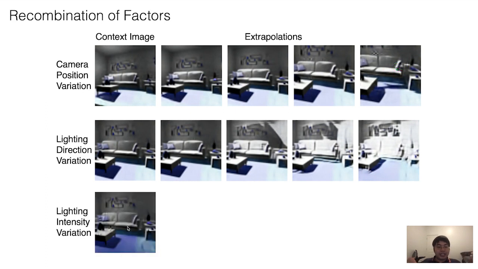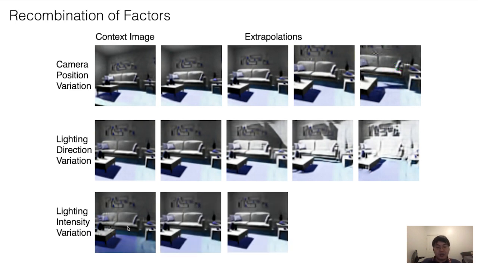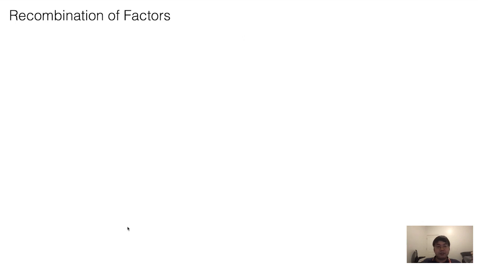We can do a similar thing with the underlying lighting intensity. And here what we find is, again, the remaining factors remain constant while the lighting intensity is changed.